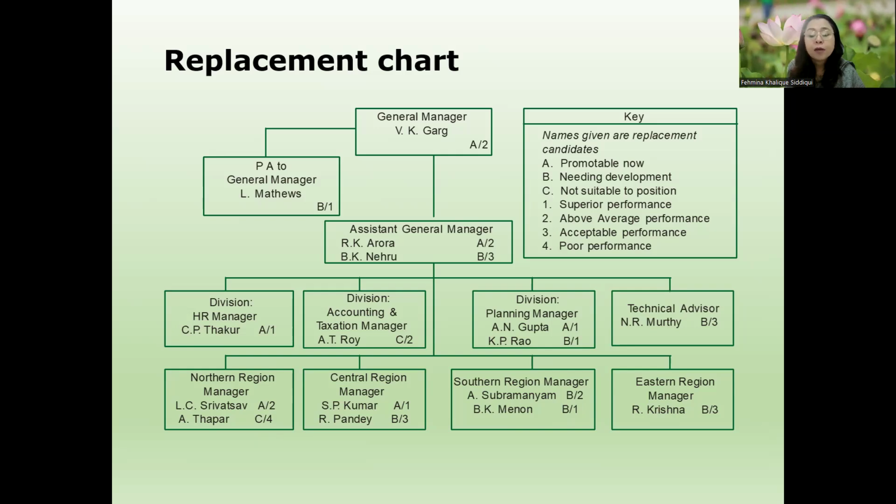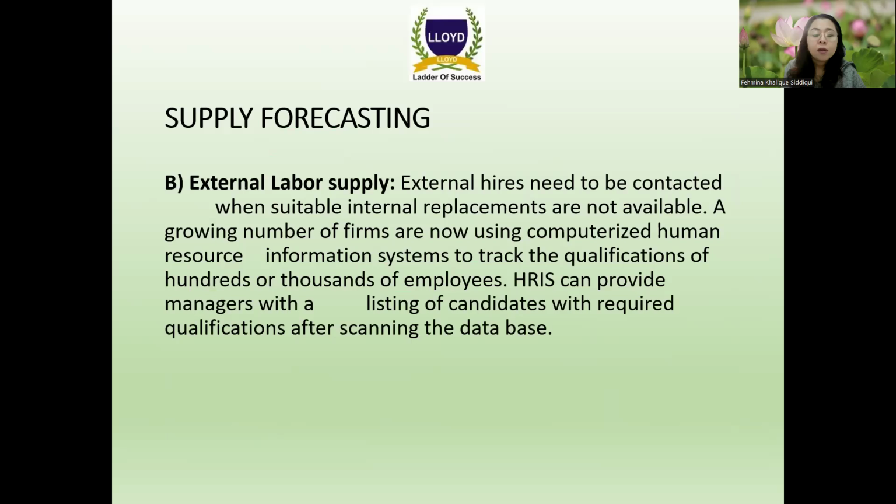Now we can see that in the divisions section, there are Mr. A.N. Gupta and Mr. C.P. Thakur, whose performance rating is A1 for both of them. So either one of them can replace Mr. Arora to join as assistant general manager. So this was about the replacement chart.